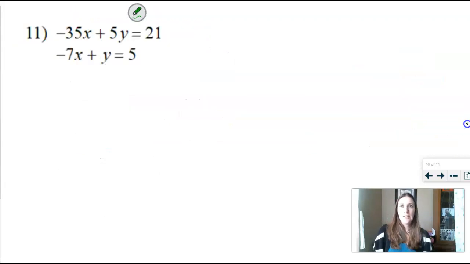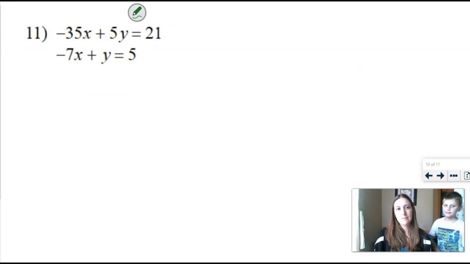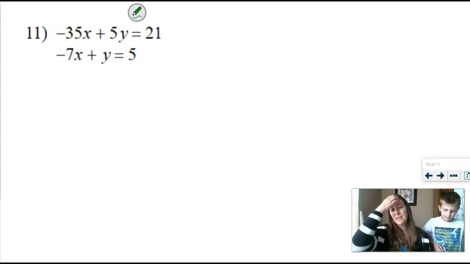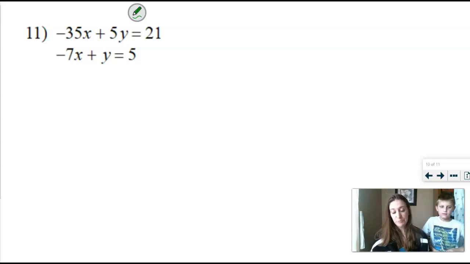All right, so what do we do when nothing's ready to cancel and it's not an easy fix? Well, you got to look for numbers that would be multiples of each other. So there's no wrong answer, and you just choose whether you want to eliminate the x's or y's.